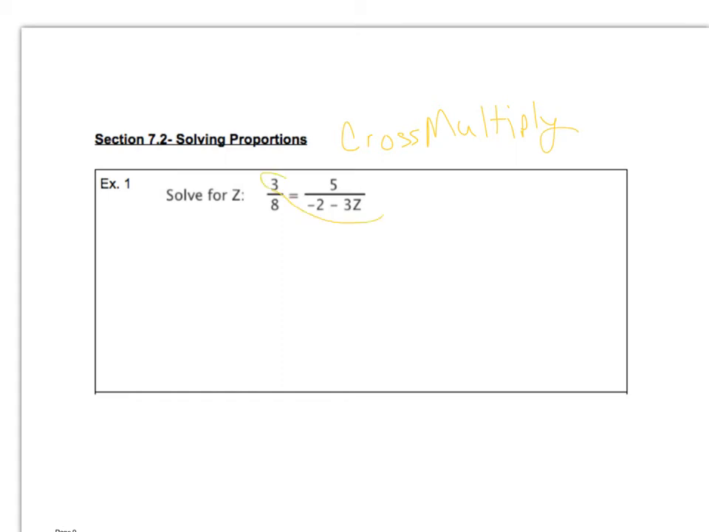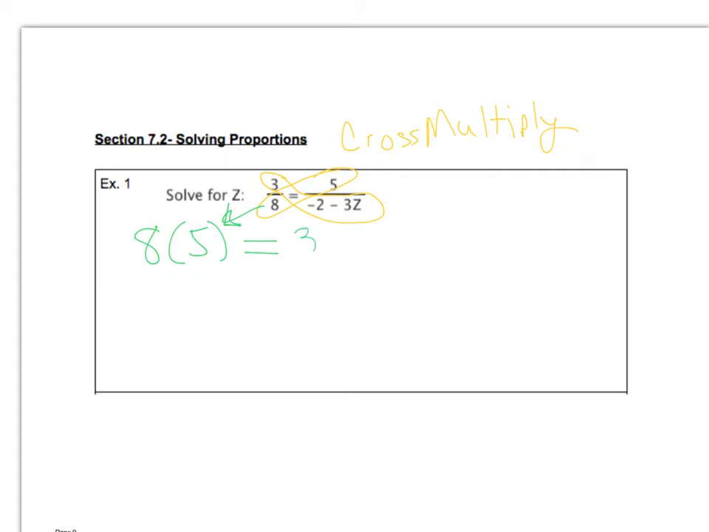We're going to multiply the 3 times that, and we're going to multiply the 5 times 8. Now, the 5 times the 8 is the obvious easy part, so I'm going to put the 5 times the 8 on this side. Don't forget your equal sign in between. You absolutely need it. If you don't have it, you've changed an equation to not an equation.